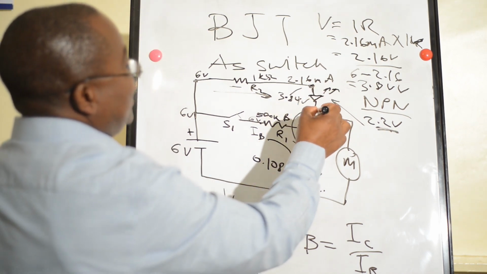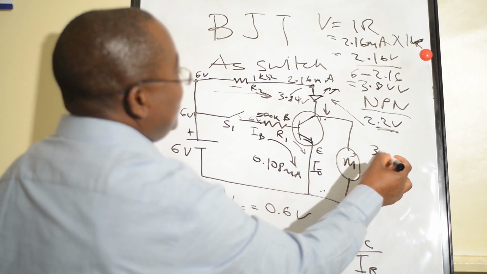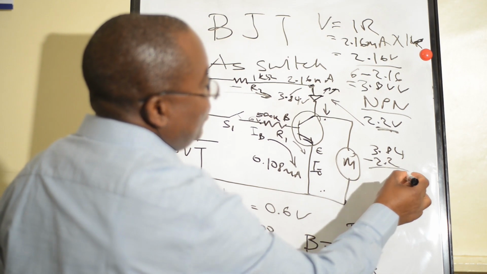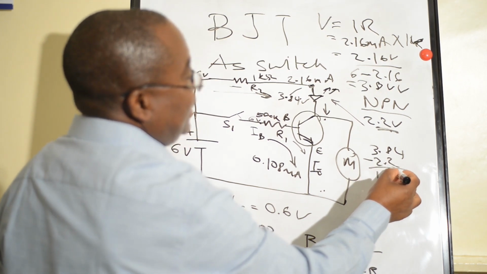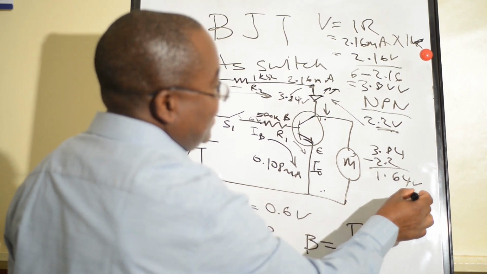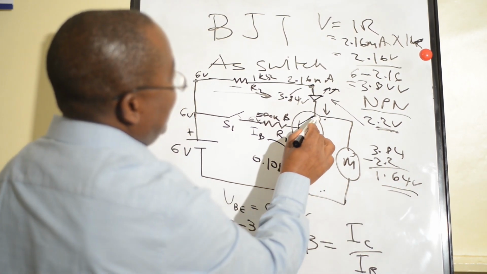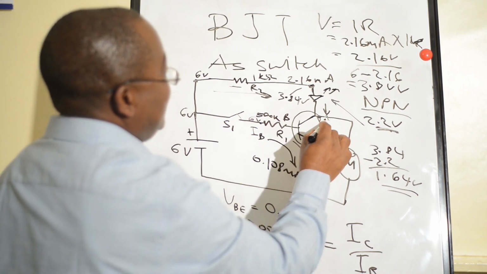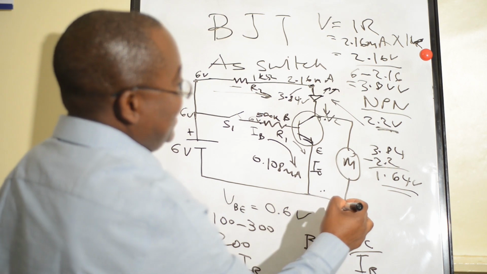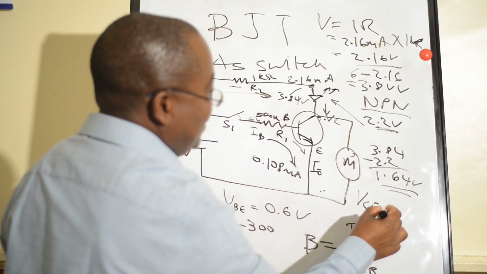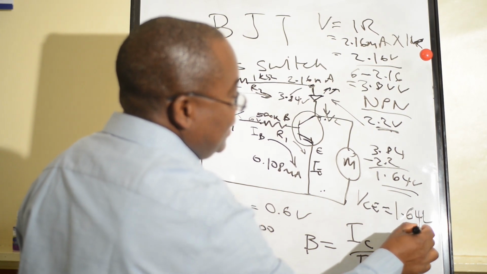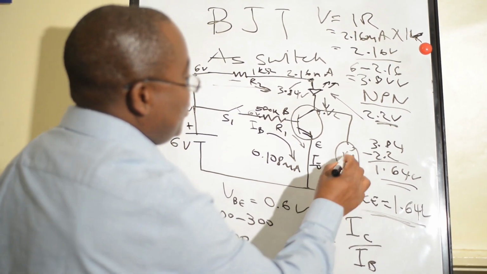Also, there is a diode drop. 3.84 minus the diode drop, which is 2.2, we'll have 1.64 volts, which will be here at this point, this VC. So VCE will be equal to 1.64 volts, which will be controlling the motor.